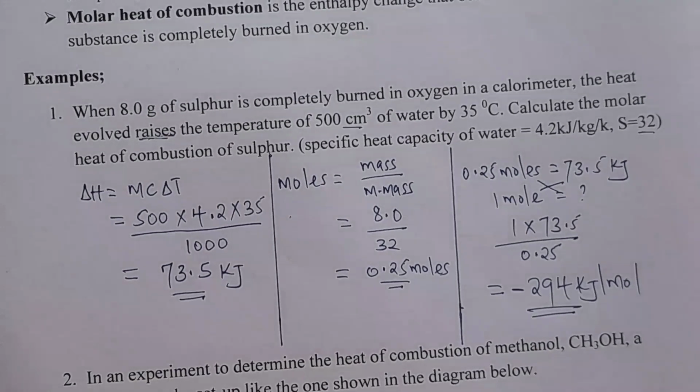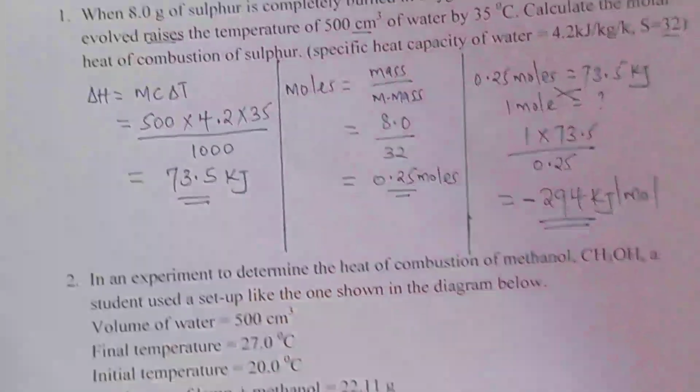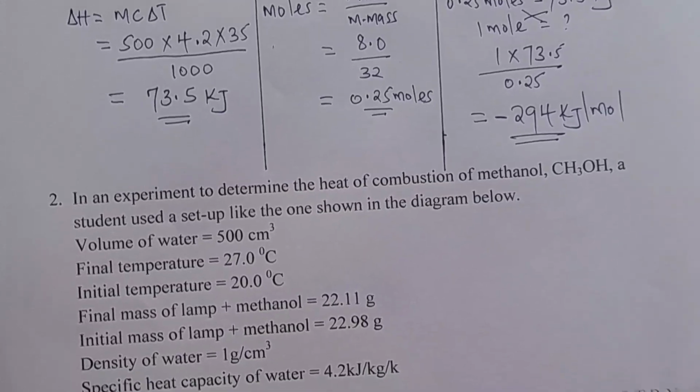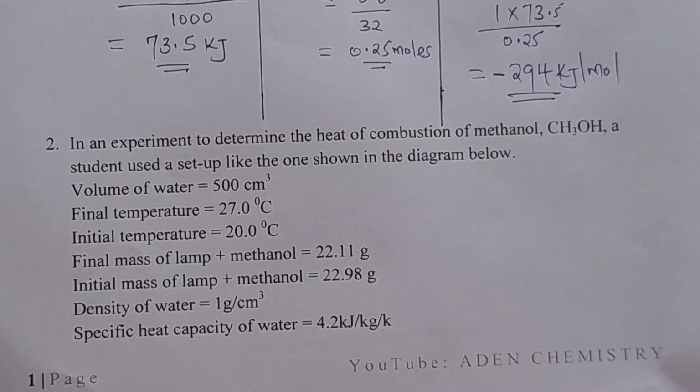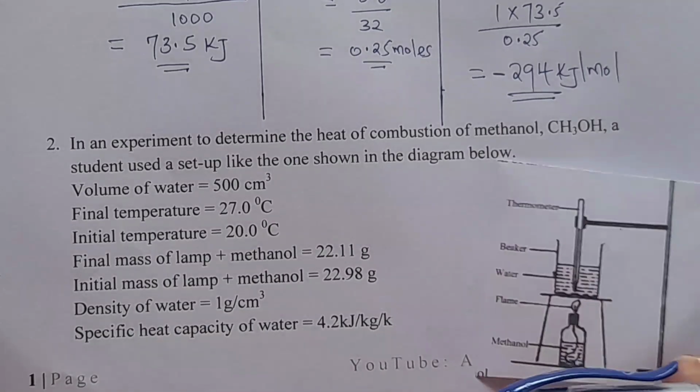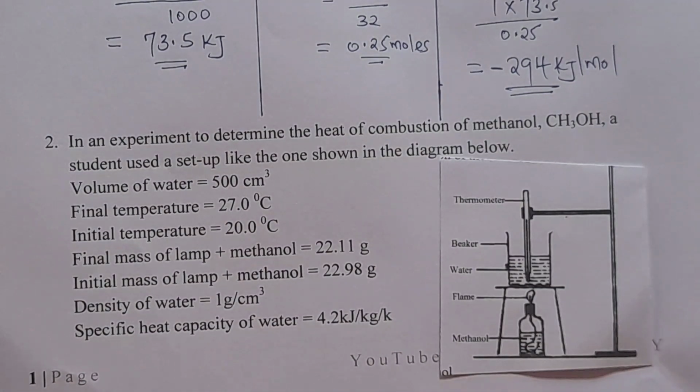So we are going to go to example 2. In example 2, we have an experiment to determine the heat of combustion of methanol. Methanol is written CH3OH. A student used a setup like the one shown in the diagram below, this one here.